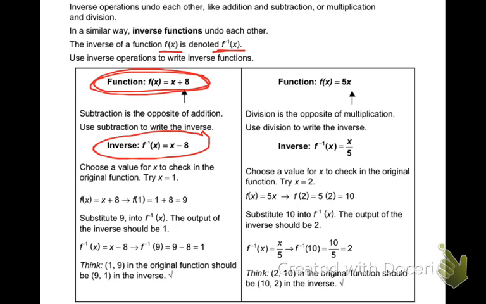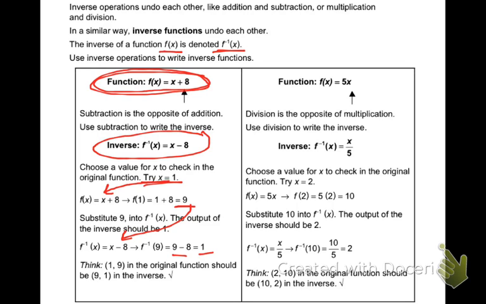And then again, what can I do to check this? Well, I can pick a value of x. Let's say I try x equals 1. If I plug x equals 1 in here, I get 1 plus 8 is 9. Now again, inverse, remember x and y are switched. So let's take 9 and plug it into the inverse. 9 minus 8 is 1. It checks out to be the same number I started with. So if you plug it back into the inverse, then you get the number you started with.